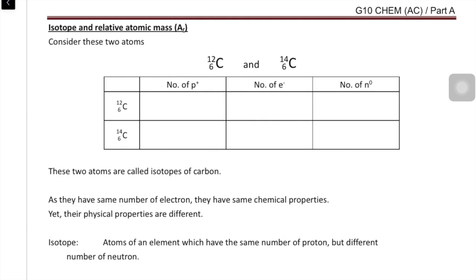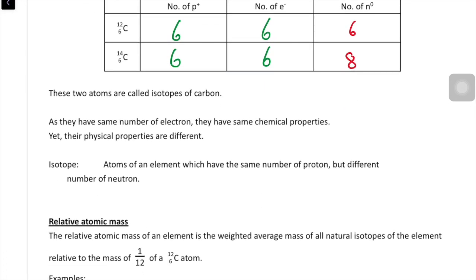Can you see these two elements and point out their difference? From the symbol or atomic number, you can see both of them have 6 protons and of course 6 electrons, because for an atom, the proton number should equal the electron number. But how about their neutron number? The first one will be 6, but the next one is 8. Both of them belong to the same element, carbon, but they have different numbers of neutrons, and the result is they have the same chemical properties because they have the same number of electrons, but the physical properties will be different.